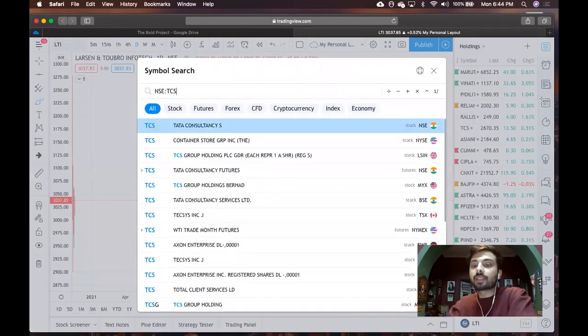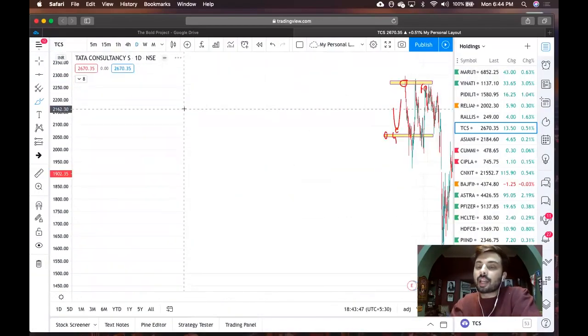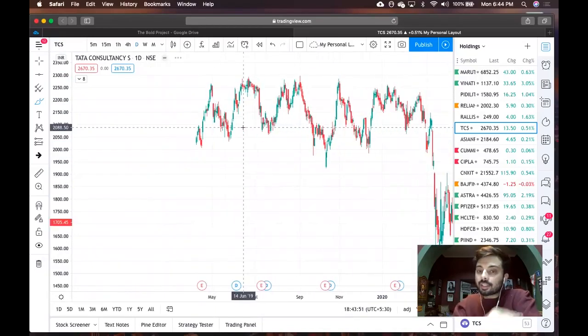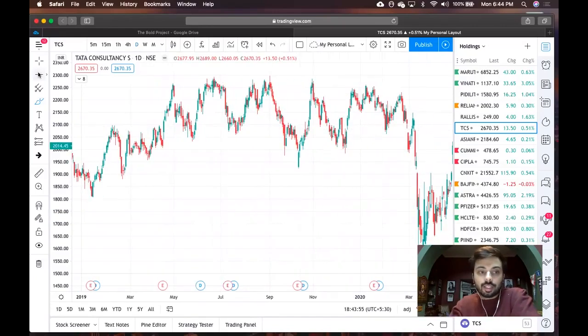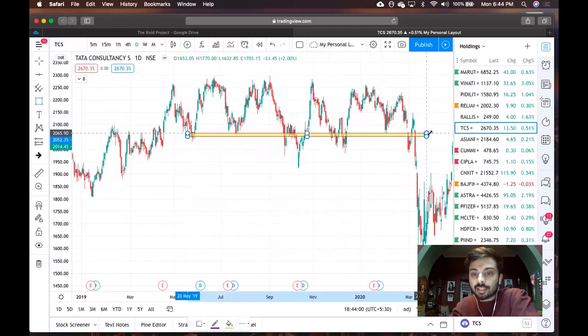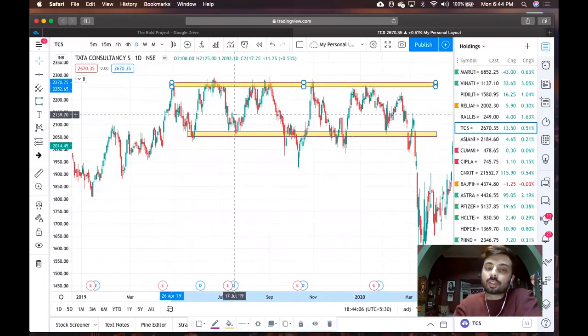I want to keep the same examples. I will show new examples also. Now let us discuss the entire concept, and I think everything will be clear. These resistance and support are basically targets. Now, let's look at the same example. I have my support placed in at this level. I have my resistance placed in at this level. My strategy is buy low, sell high.